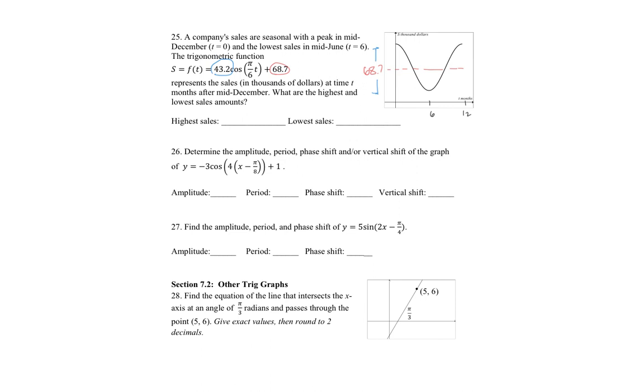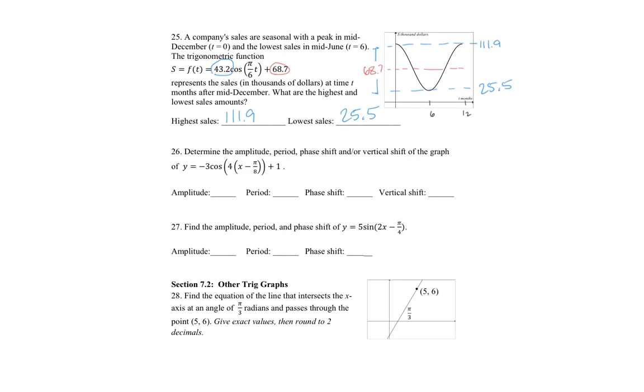And so what I can do is just add those two together. So if I do 68.7 plus 43.2, I'm going to get 111.9 for the maximum. And for the minimum, I'm going to do 68.7 minus 43.2, and I get 25.5. So the highest sales is 111.9, and the lowest sales is 25.5.